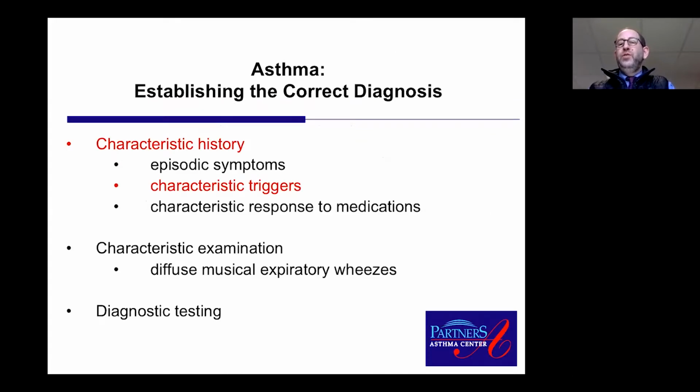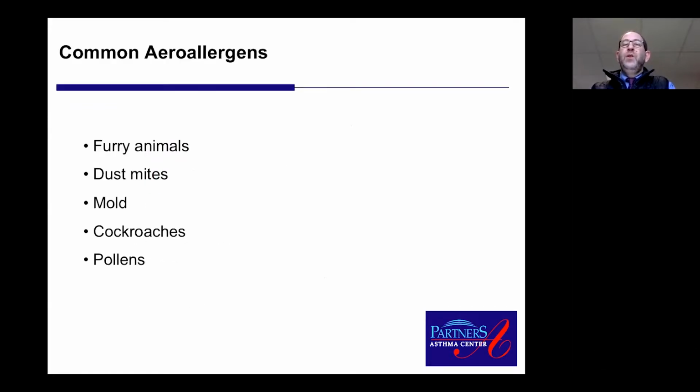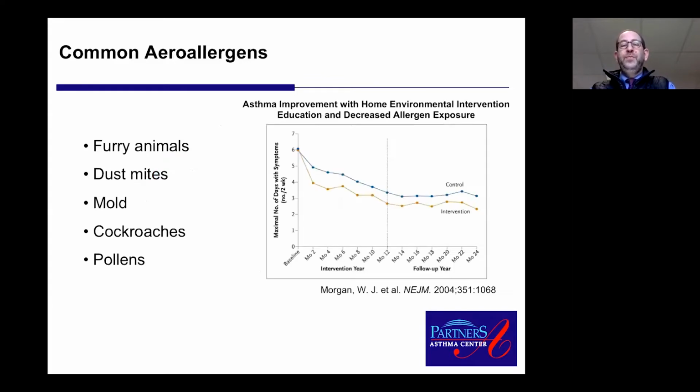In terms of triggers, like what causes people to be short of breath or cough or have wheezing, the most common are things like furry animals, indoor things like dust mites, outdoor or indoor molds, cockroaches, and seasonally pollens.